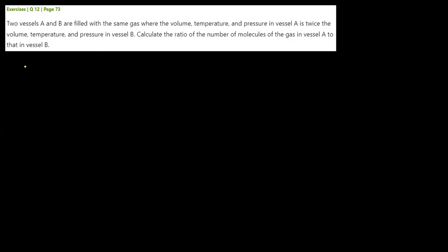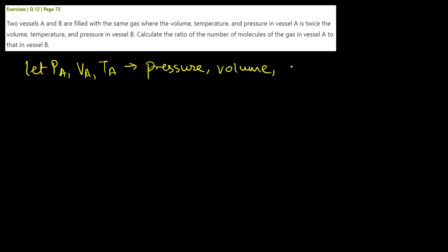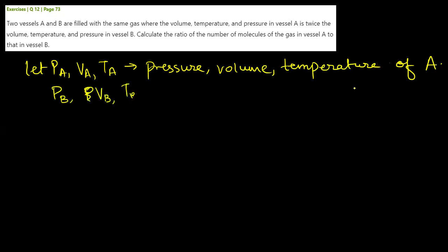The pressure, the volume, temperature and pressure in vessel A. So let us say let PA, VA, TA be the pressure, volume, temperature of A. And similarly, since there are two vessels, so let PB, VB and TB be the pressure, volume and temperature of B. So there are these three things given to you: pressure, volume and temperature. PA, VA, TA for vessel A, PB, VB, TB for vessel B.